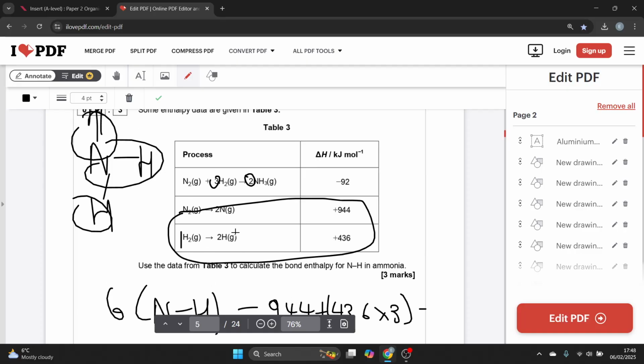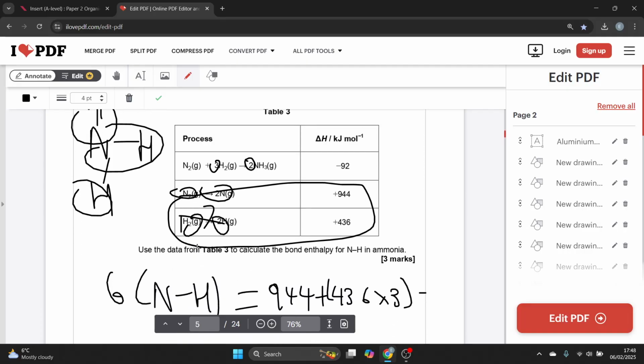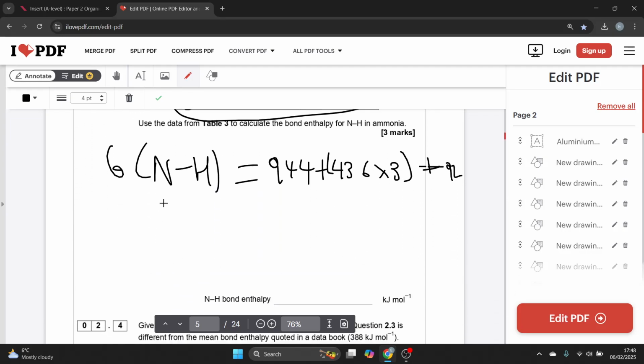Minus energy released when new bonds are formed. You can see, because I'm going from N2 to 2N, I'm breaking the bonds. H2 to 2H, I'm breaking the bonds. Energy required to break bonds minus energy released when new bonds are formed, minus 92. I've got 2 negative, that becomes positive, and then that will give you for 6 NH, and then you just divide it by 6. So then therefore NH is just that divided by 6, and you should get 391, and always clarify that it is positive.